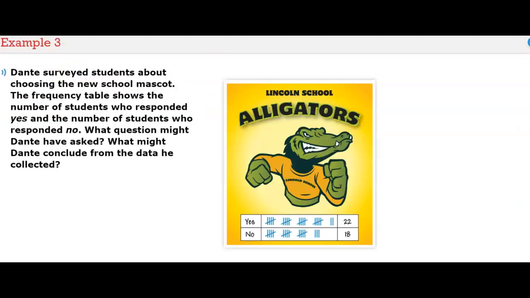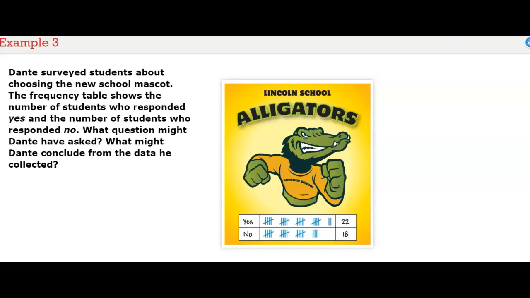Dante surveyed students about choosing the new school mascot. The frequency table shows the number of students who responded yes and the number of students who responded no. What question might Dante have asked? What might Dante conclude from the data he collected?